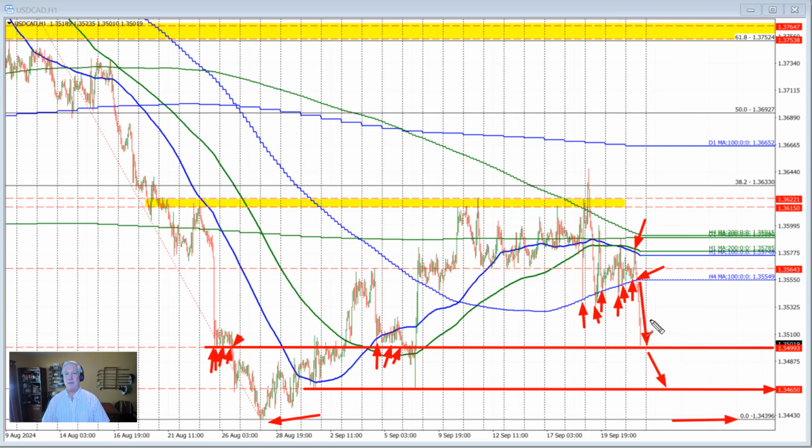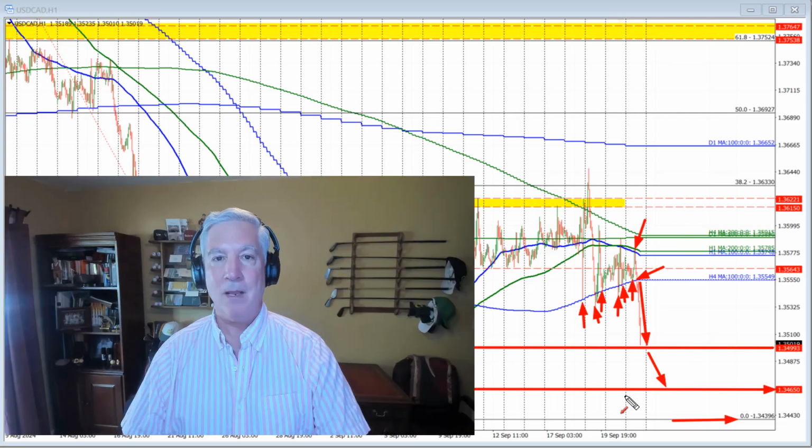But I would expect that there would be some apprehension to move higher, especially with the momentum that we've seen to the downside in trading here today on the break. So there you have it, a technical look at the dollar versus Canada.